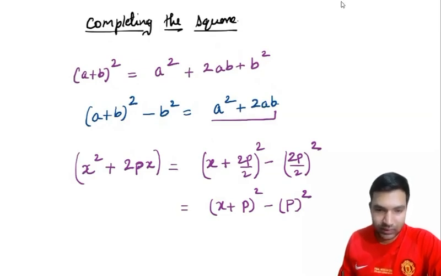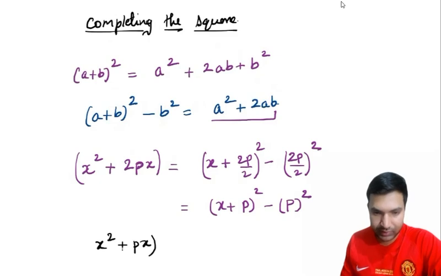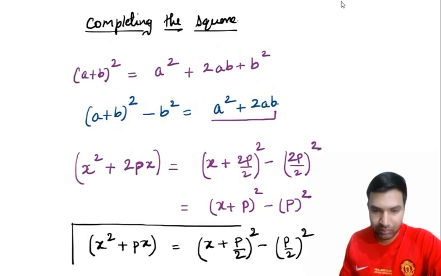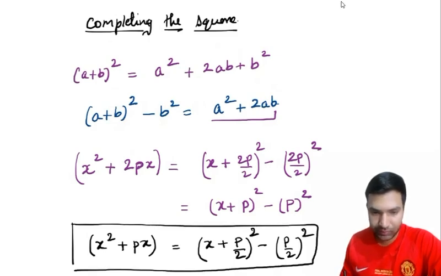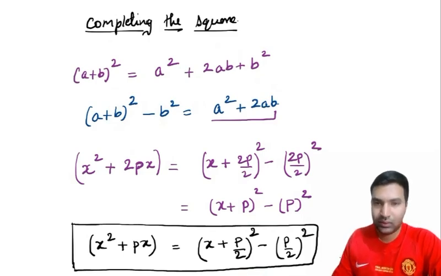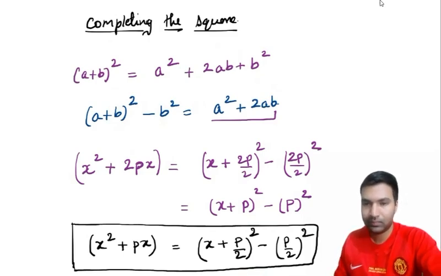Now, if this is given to us as x squared plus px, I can write this simply as (x plus the coefficient of x divided by 2) whole squared minus (p by 2) whole squared. So this is what you need to remember for the completing the square method. This is what the concept is basically, right? So this negative is outside of this. Now let's do some questions based on this.